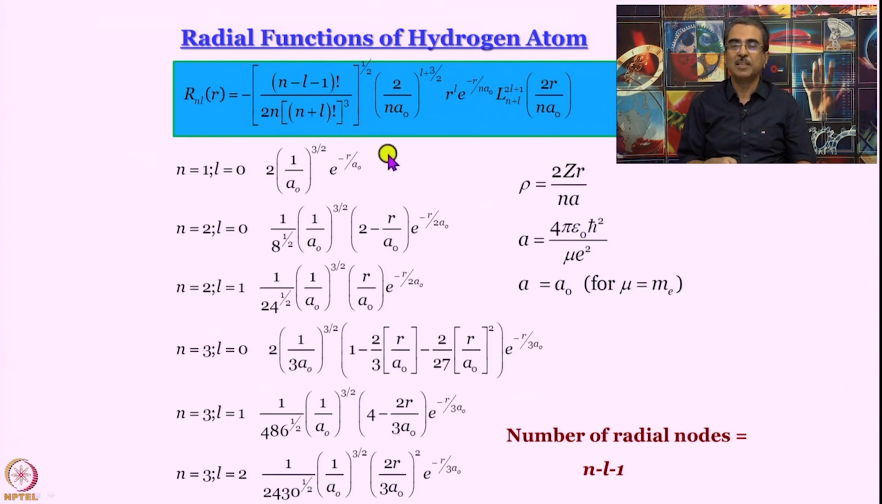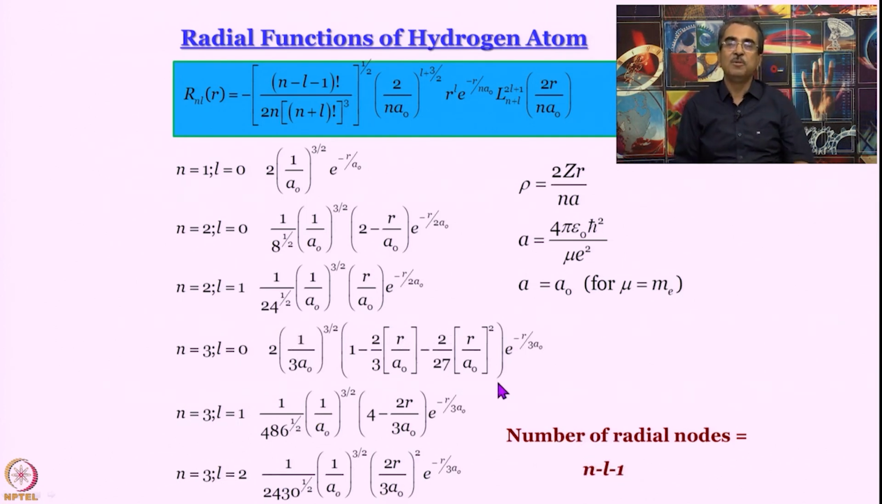1 minus 1 minus 1, 1 minus 0 minus 1, that is 0. So, that polynomial is not there. When n equal to 2, L equal to 1, 2 minus 0 minus 1, 1. So, this polynomial is of order 1. What about n equal to 3, L equal to 0? 3 minus 0 minus 1, that is 2, you have a polynomial of order 2, so on and so forth.